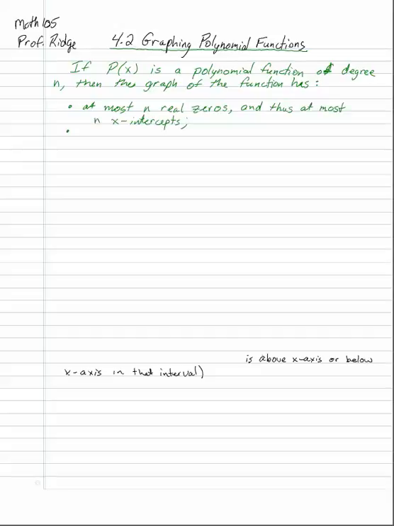And if it's degree n, then it's going to have at most n minus 1 turning points. So peaks and valleys. Or I like to say humps.